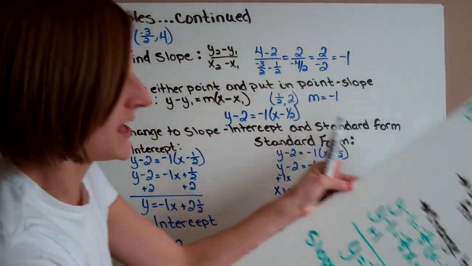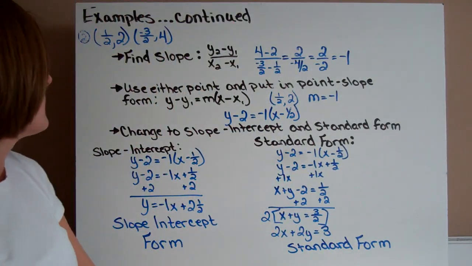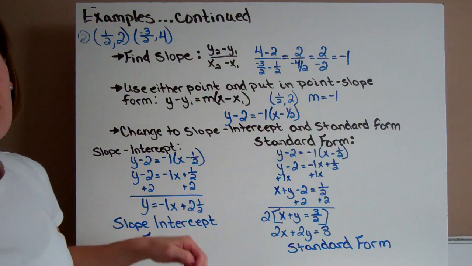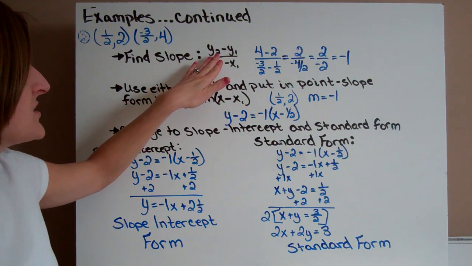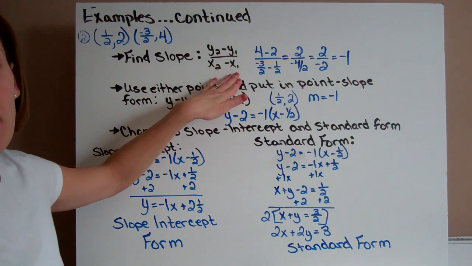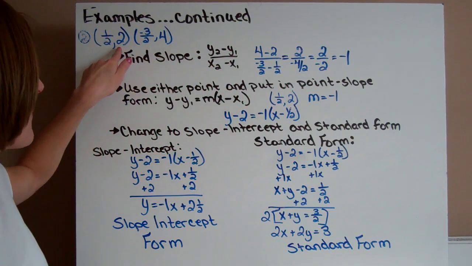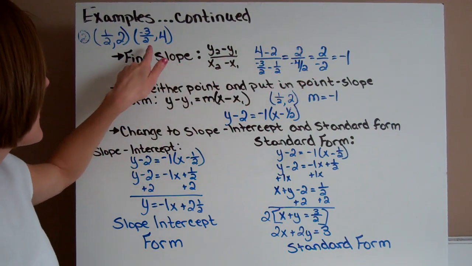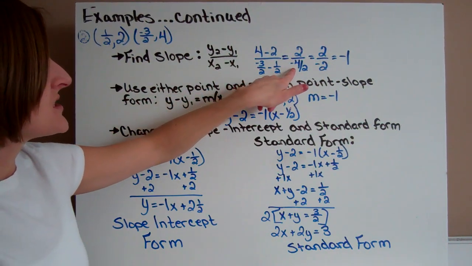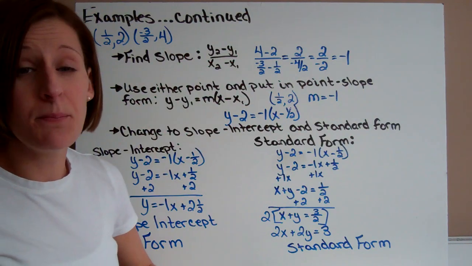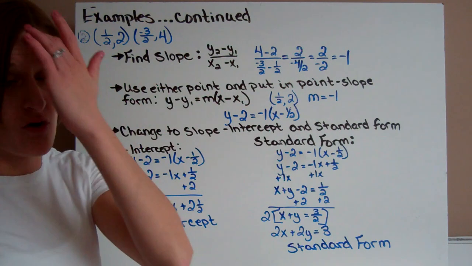Alright, let's look at some more examples. Now, got 2 points yet again. Okay, so first thing I need to do is find my slope. y2 minus y1 over x2 minus x1. So I do 4 minus 2, which is 2. And then negative 3/2 minus 1/2, right here, which is negative 4/2. Now keep it as 2 divided by negative 4/2.